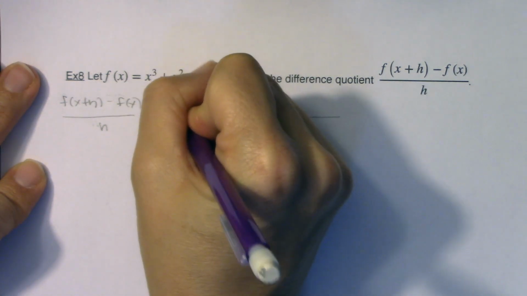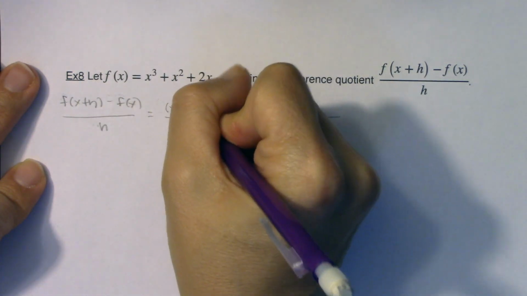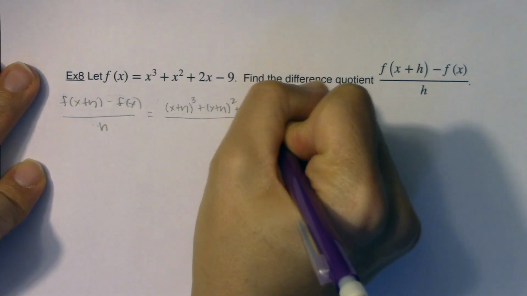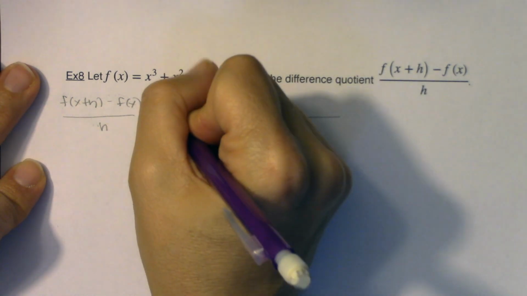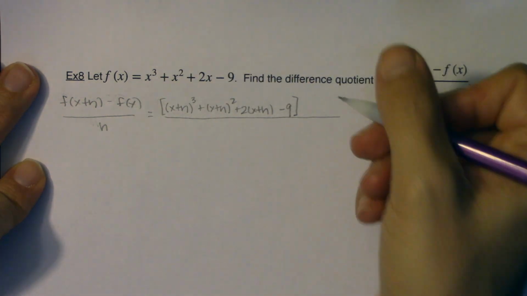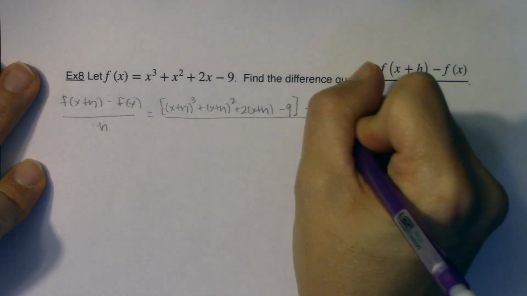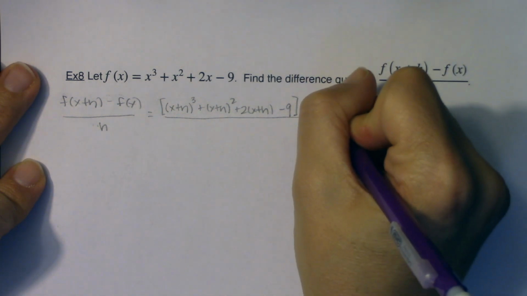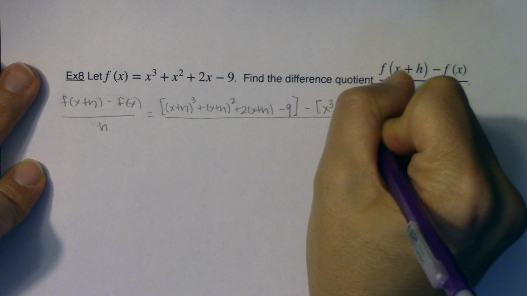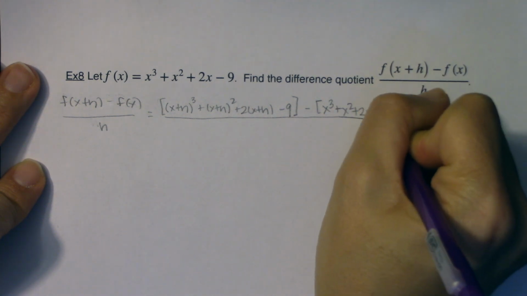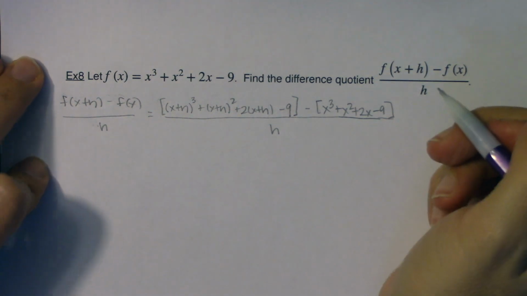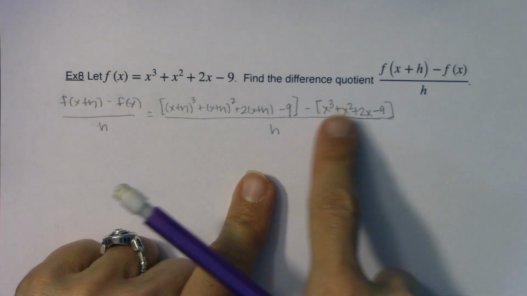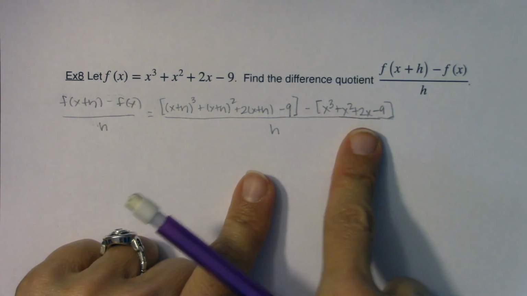For f of x plus h, we'll have x plus h cubed, plus x plus h squared, plus 2 times x plus h, minus 9. And that is just f of x plus h. I need to subtract from that my original function, and I'll put it in brackets just to be consistent. So that would be x cubed plus x squared plus 2x minus 9. And that's all going to be in ratio to h. Eventually I'm going to distribute this negative, so I'll have negative x cubed minus x squared minus 2x plus 9.